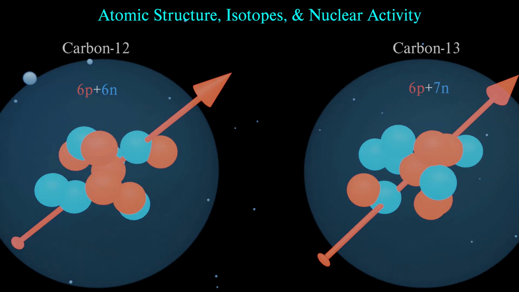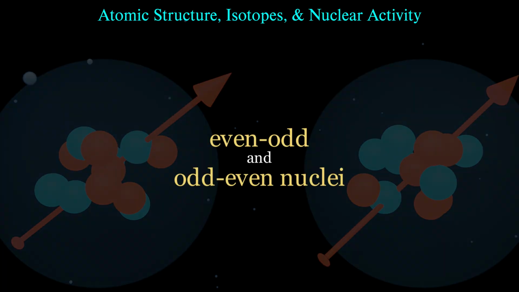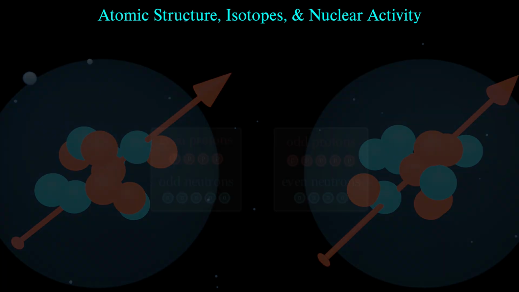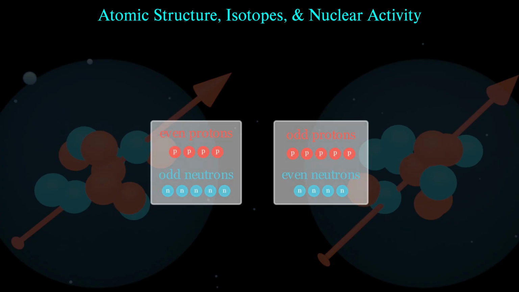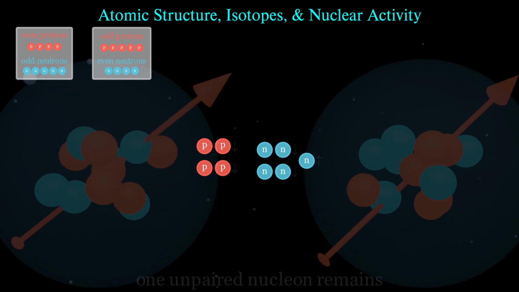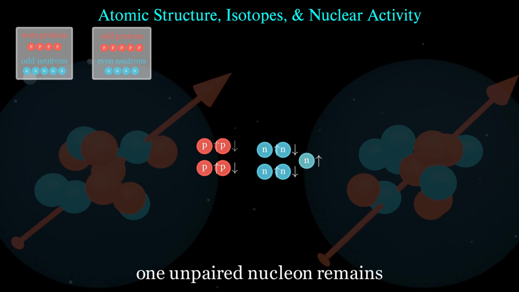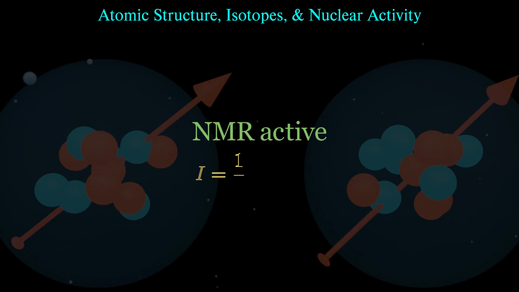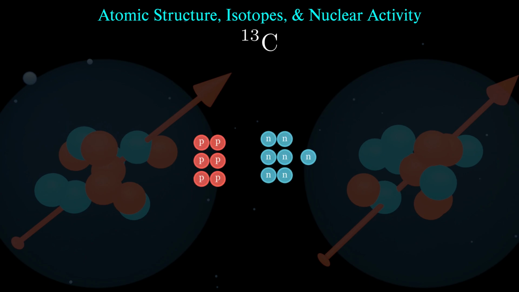And that leads us to the next case, even-odd and odd-even nuclei. Here, one of the nucleons comes in an even amount, while the other comes in an odd amount. So one group fully pairs off and cancels, while the other leaves behind one unpaired nucleon, which contributes to the total spin. These nuclei are NMR active and have half-integer spin values. For carbon-13, the proton pairs cancel, and 3 neutron pairs cancel, leaving behind one unpaired neutron that contributes to the total spin.